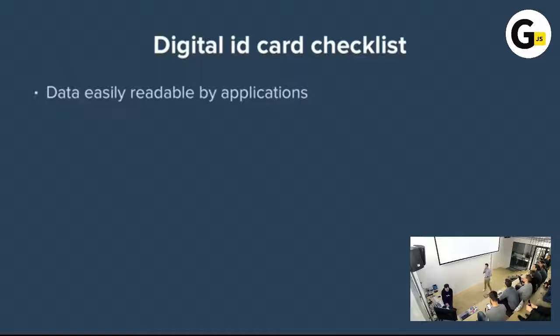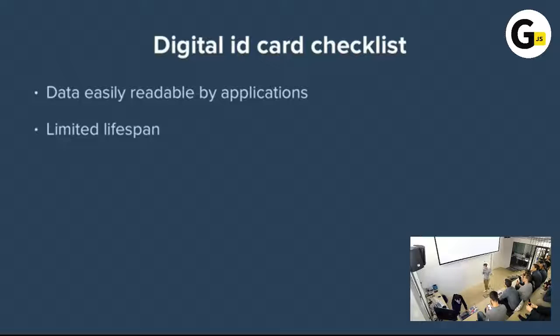First, the data needs to be readable by any application. I guess this is quite an easy one on our checklist. I mean, if you get it, you need to be able to read it. If you get the Belgian ID card, actually not sure if the text on your Belgian ID card is English or Dutch. Not sure, actually.